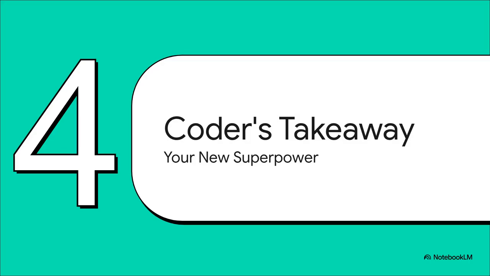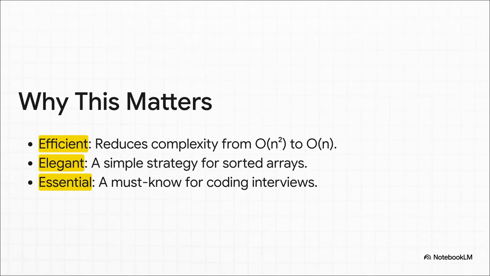Okay, so let's zoom out for a second. What's the big takeaway here? Because this isn't just some neat little trick. This is a fundamental shift in how you can think about a whole class of problems. This is your new superpower. So why does this matter so much? Well, because it rockets you from a slow, clunky O of n squared solution to a lightning-fast O of n. It gives you this incredibly clean and elegant way to deal with sorted data. And, let's be real, it is an absolutely non-negotiable must-know technique if you're doing technical interviews.